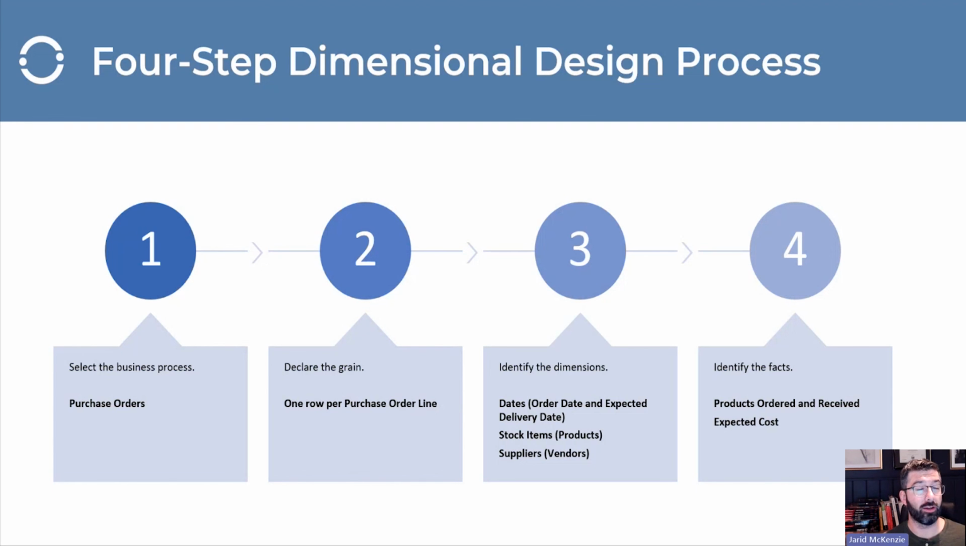What are the ways that we are actually going to measure this business process? Well, it's the number of products we ordered, the expected cost when we receive the items. So there can be more. This is not an all-encompassing example, but this one is very useful for it.